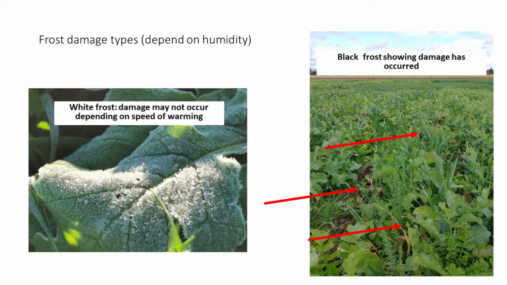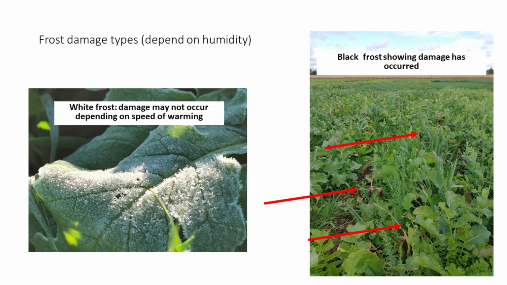So on the left you see white frost, and this is actually ice crystals forming on the outside of the leaves. This type of frost might not actually damage the plant, depending on how quickly the air temperatures warm up. This kind of frost might be harmless or nearly harmless.